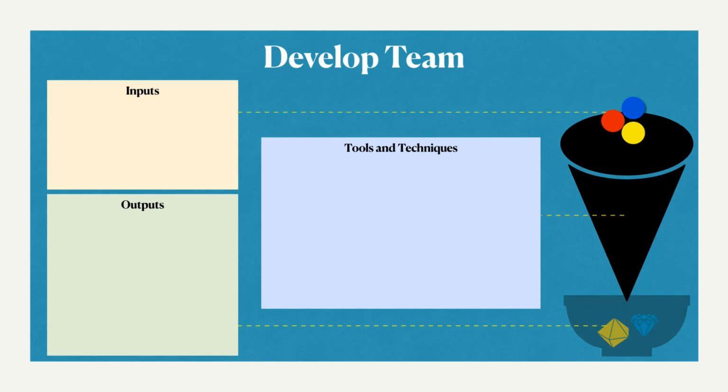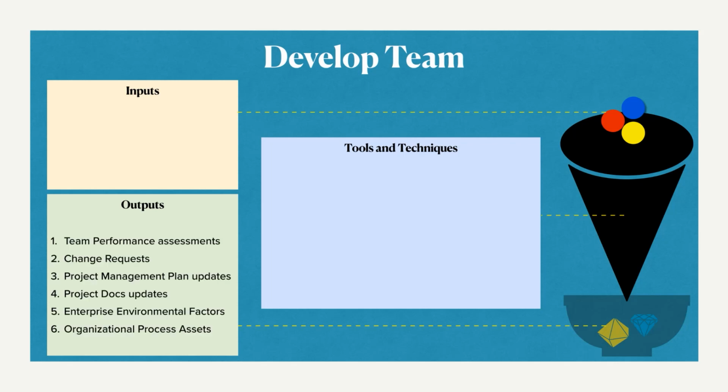So let's quickly have a look at our targeted outputs. Team performance assessments. Here the team performance is measured, and after the identified trainings are given. We give training to the team and then we measure the performance. So change requests, if in case any changes happen with the team because of the development process, then the change requests are ensured to be updated. Project management plan is updated, project documents are updated, same thing gets repeated.